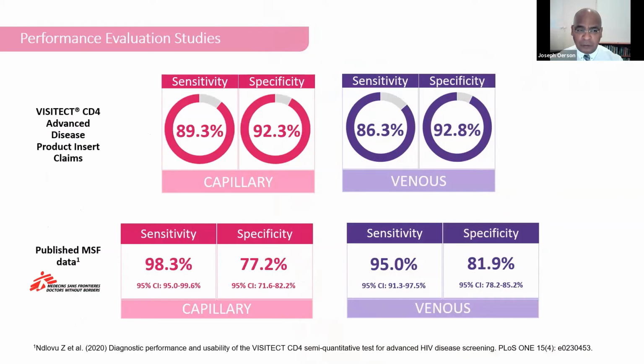Regarding the performance of the test, the package insert claims sensitivity of 89 and specificity of 92 for capillary blood, and for venous blood sensitivity of 86 and specificity of 92. It's roughly the same for both capillary and venous. Sensitivity, very quickly, is the ability of the test to accurately measure a result that is below 200, and specificity, the ability of the test to accurately measure a result above 200.